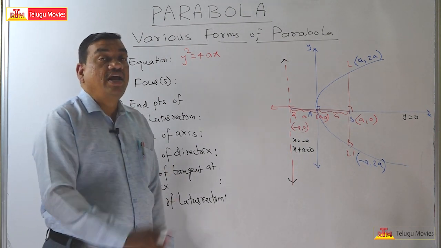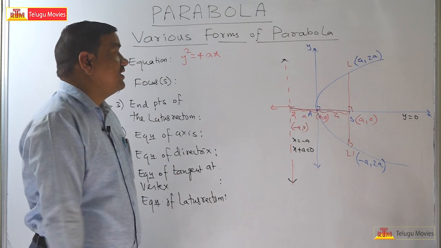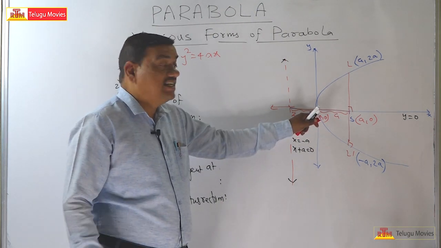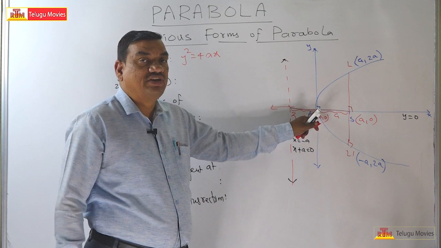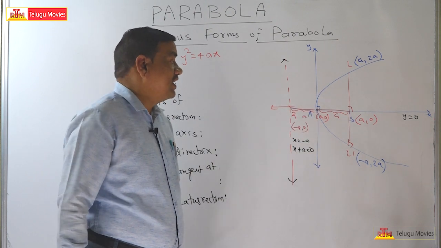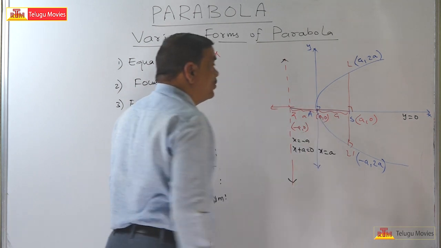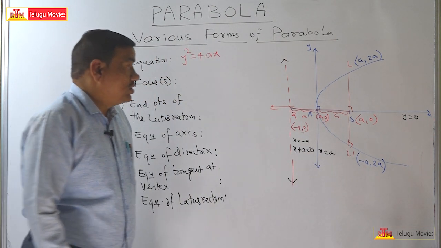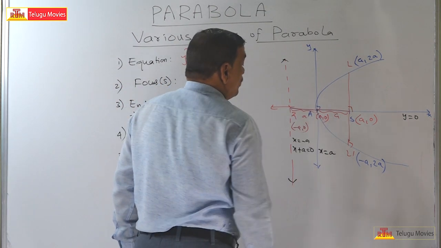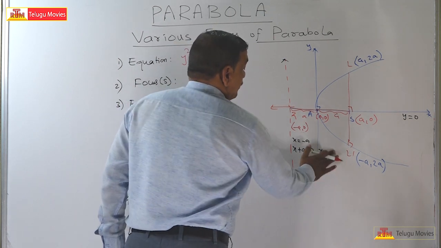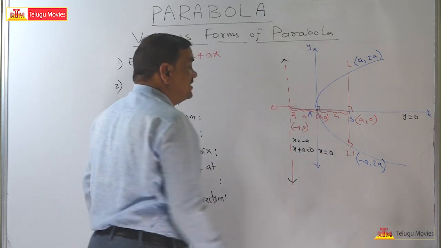Two more line equations are there. One is the equation of the tangent at the vertex A. This is nothing but the y axis. Its equation is x is equal to 0.